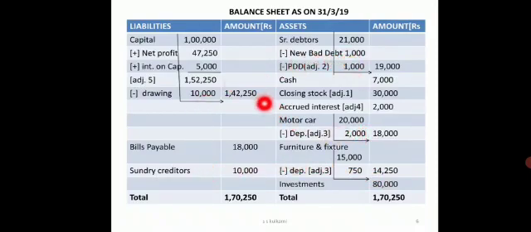Now we will total the liability side. It gives me 1,70,250. Similarly, total all the asset side. It will give me the same total of 1,70,250. So in short, remember students, this balance sheet is prepared on our accounting equation that assets is equal to liabilities plus capital.